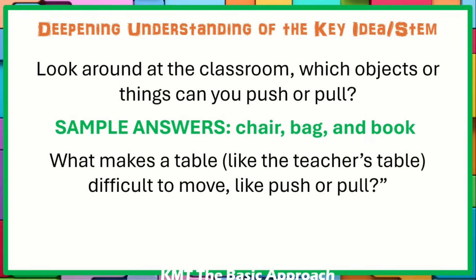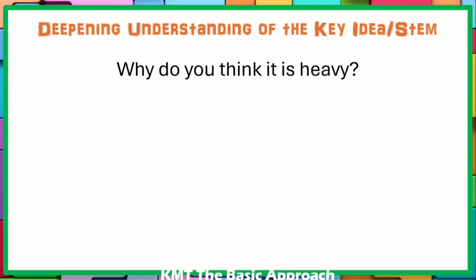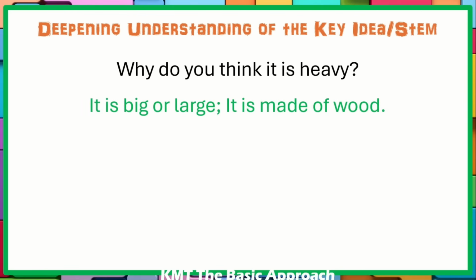What makes a table, like the teacher's table, difficult to move, like push or pull? Very good! It is heavy. Why do you think it is heavy? Great! It is big or large. It is made of wood.